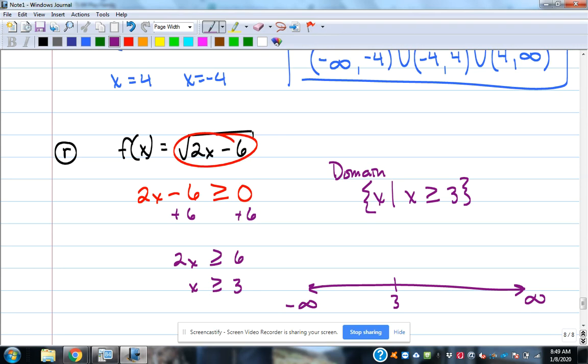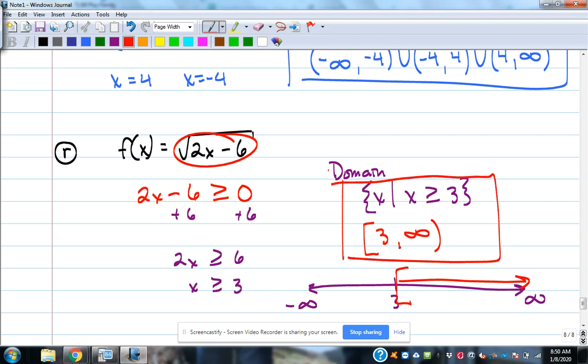Do we include 3? Wait a minute. Yes, it has equal to, right? So I'm going to use the bracket, square bracket, and I'm going greater than 3, so I'm going this direction. So the interval notation for that is square bracket 3, positive infinity, and put a parenthesis on it. Square bracket means that we're including that number. Okay. 3 is getting used, so we're going to put a square bracket on it. And those would be our domains for that function.